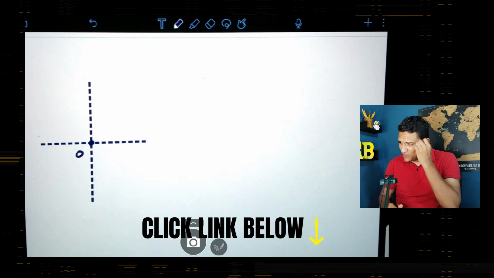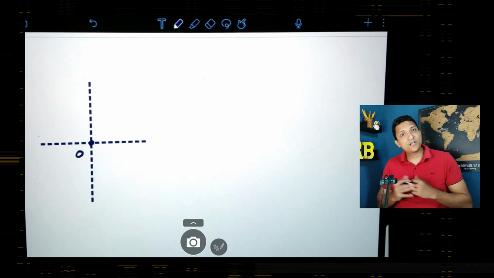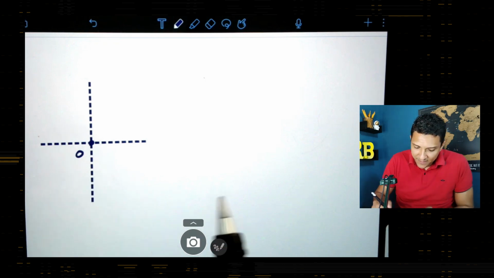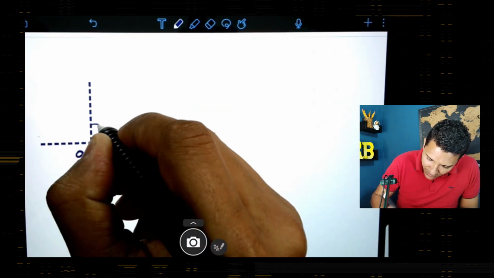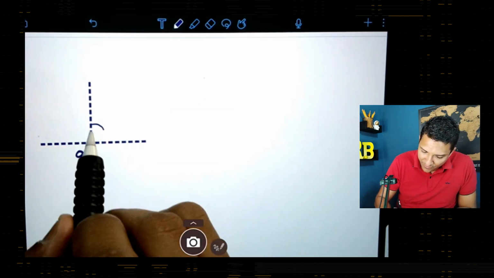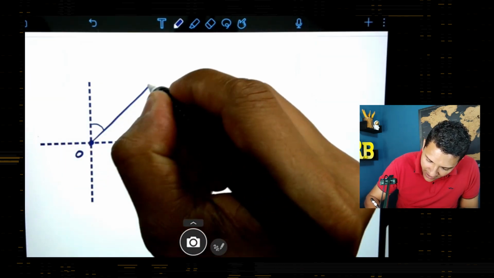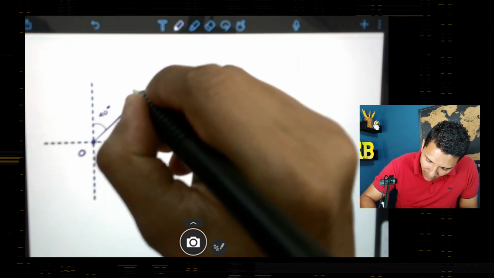So as I said, we have the ship starting from this point, which is the origin, and it travels on a bearing. So this is a bearing. Remember that the bearings start from the north. So 40 degrees, and 40 kilometers. So 40 degrees, 40 kilometers. Okay?